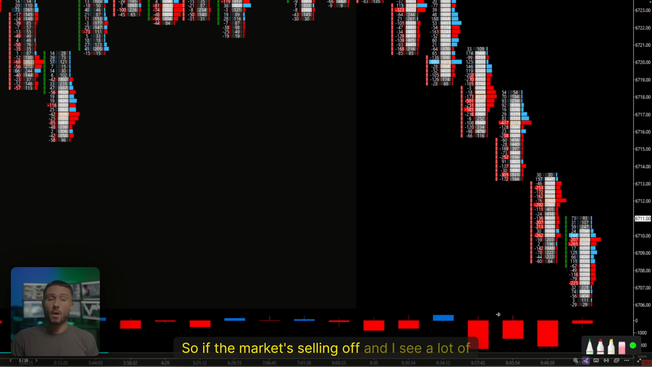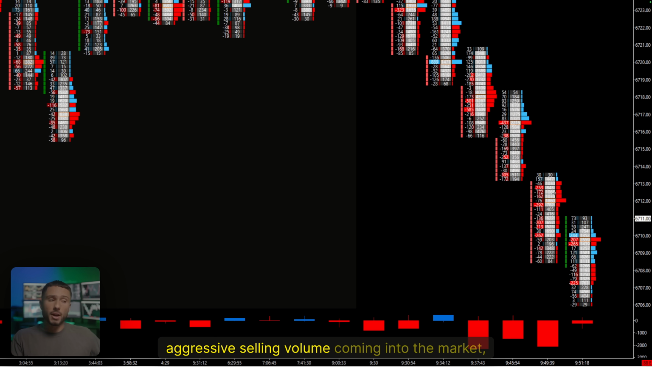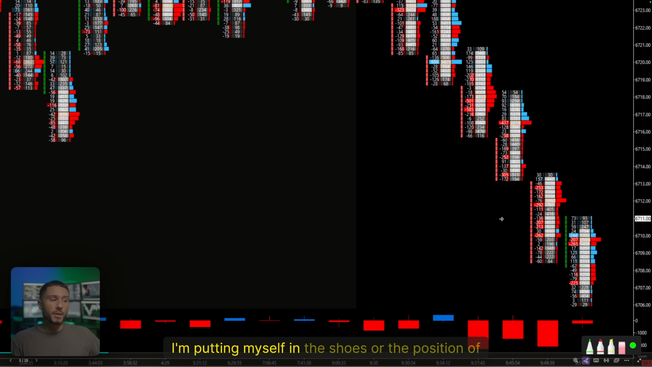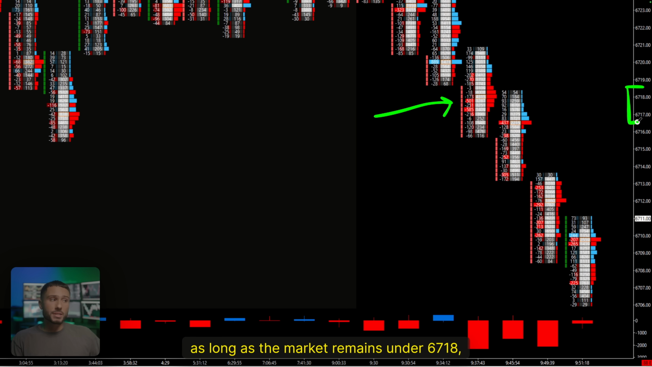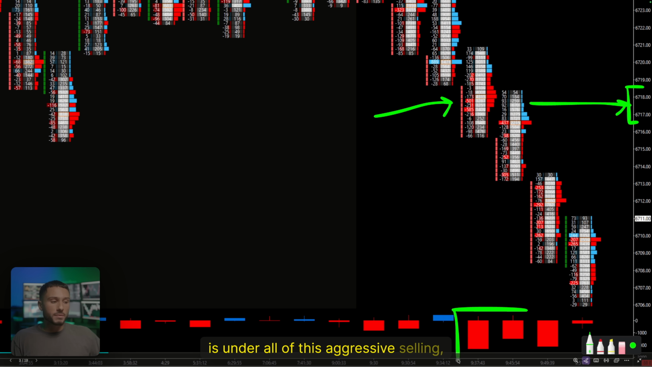So if the market's selling off and I see a lot of aggressive selling volume coming into the market, I'm putting myself in the shoes or the position of these traders. And if I'm selling the market here, as long as the market remains under 67.18, I know that if I'm a seller, I'm in control and I'm essentially in profit in the market. So I have no reason to worry as long as the market is under all of this aggressive selling, if I am a bear and if I am a seller in the market.